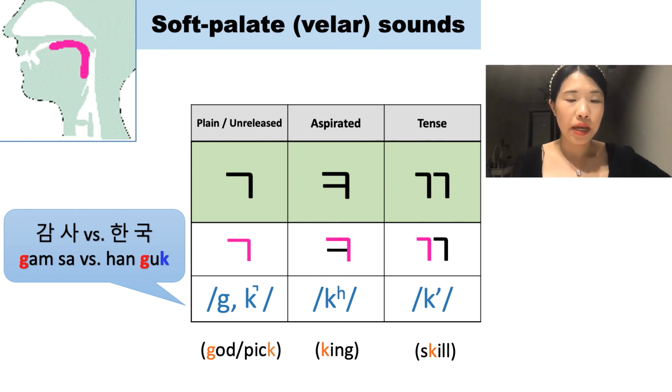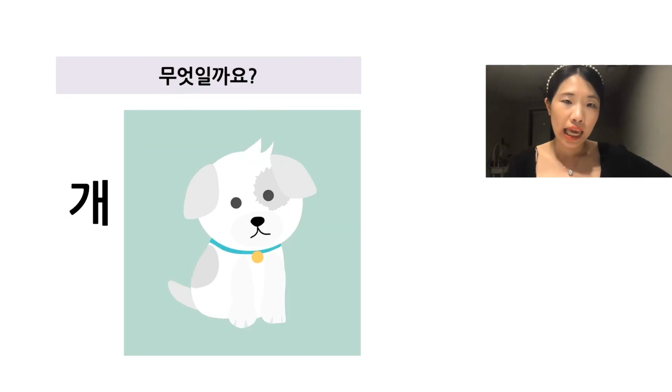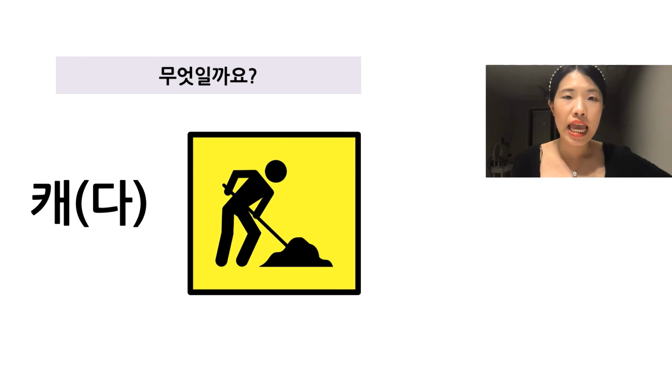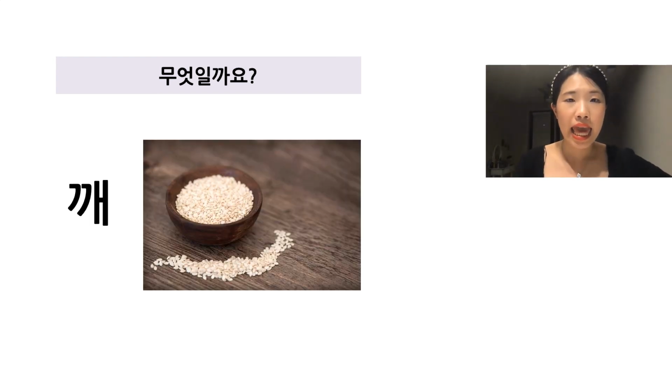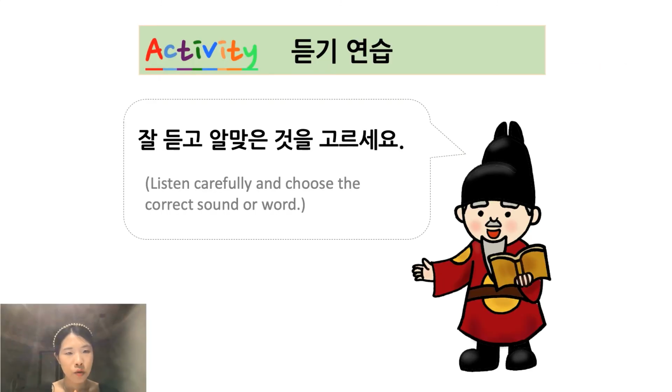Let's practice with some actual words. 개, which means dog. 캐. It's a verb. 캐다. You dig up something. 캐. 깨. Which means sesame.